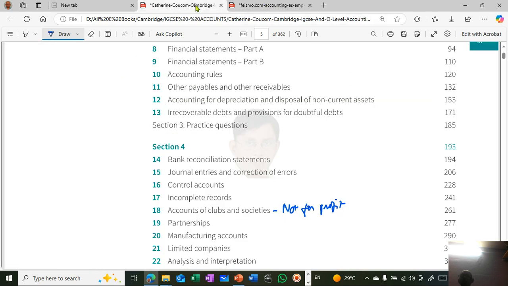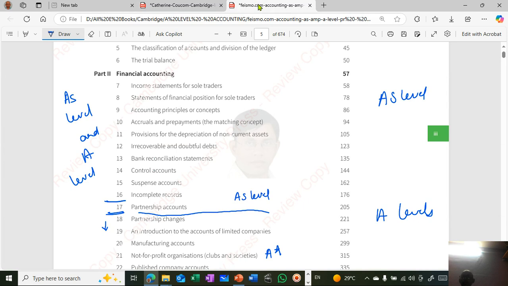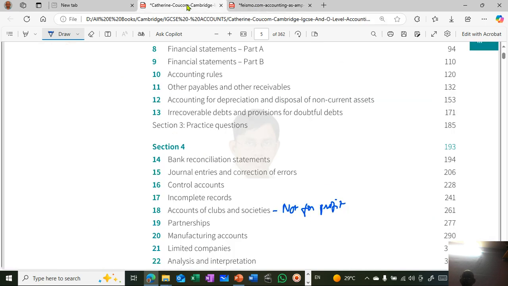Okay. Now manufacturing accounts. See manufacturing accounts. So where are manufacturing accounts? See, A level. Okay, see, one lesson is there in A level. See how important.